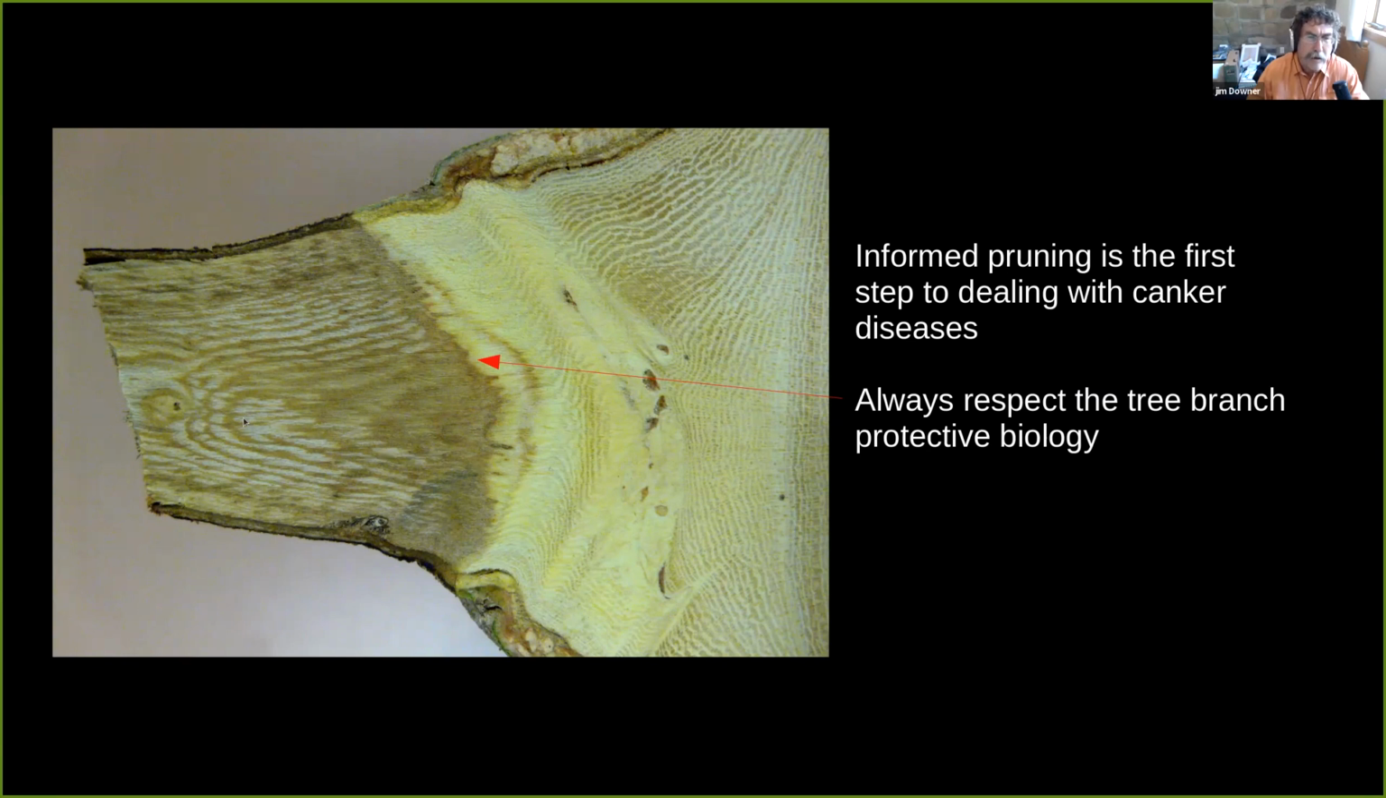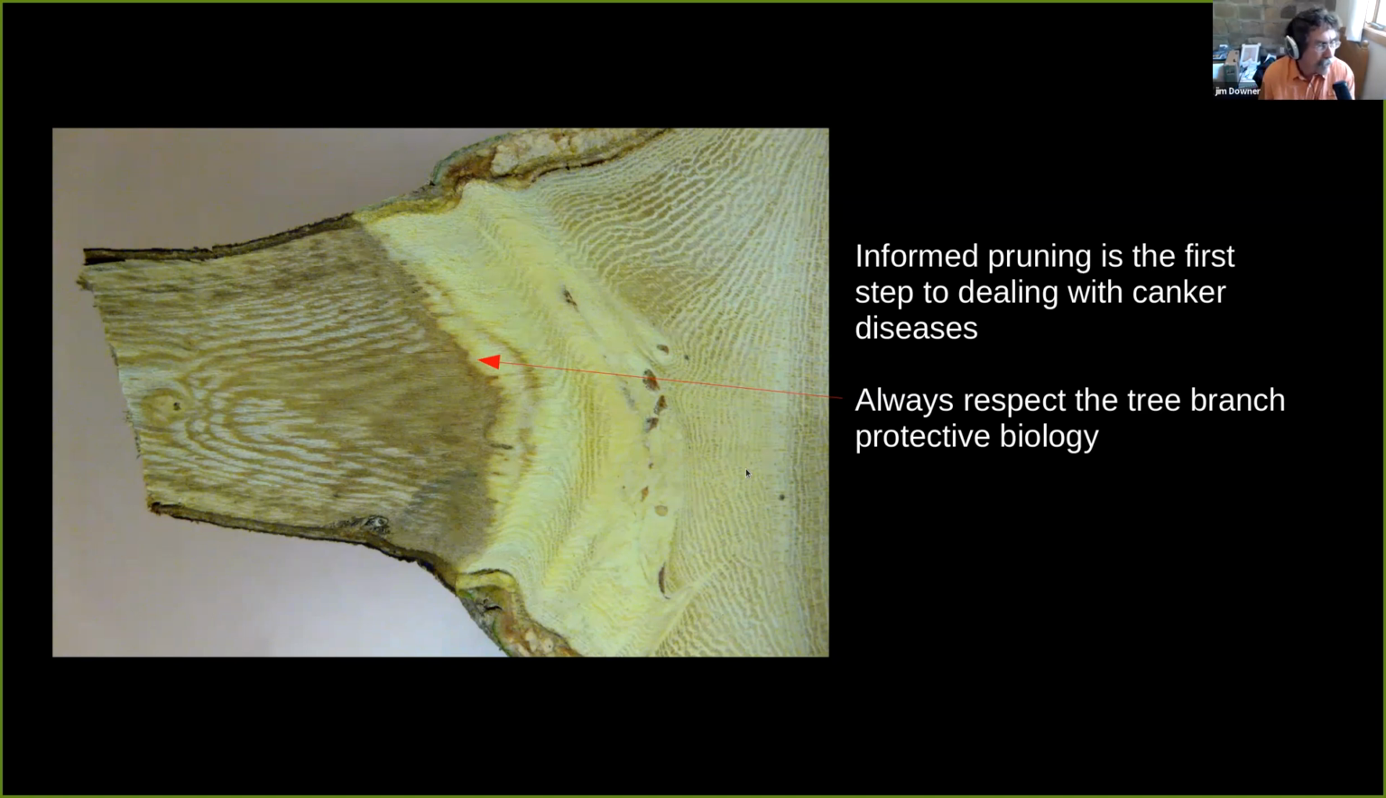So when we already have disease in a tree, such as here, where there's a cankered branch dying, you definitely want to just cut outside the protection zone. Even though you may not get it all, that's okay. You leave the plant to deal with it, and you don't breach this defensive area that trees have.